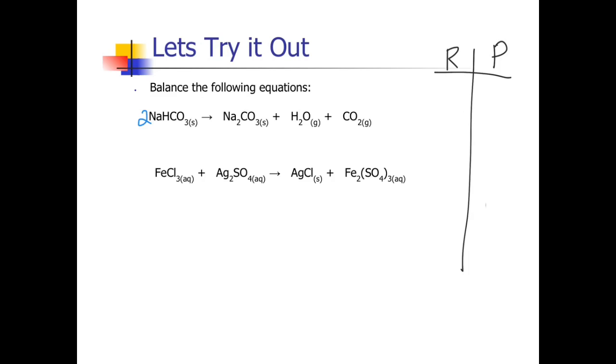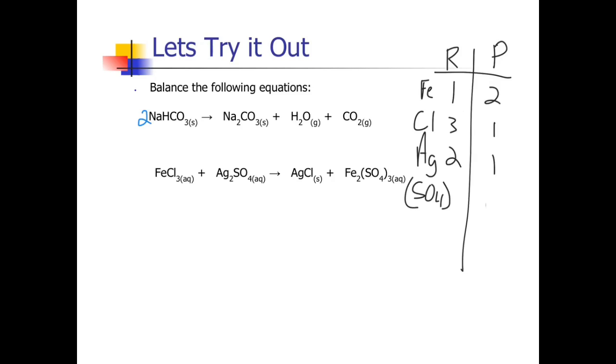So same thing as before, I come through and I start my accounting. Iron, chlorine, silver, and sulfate. Because it's together on both sides, I can make my life easier again. I have 1 iron on the reactant side and 2 on the product. I have 3 chlorine on the reactant side and 1 on the product. I have 2 silver on the reactant side and 1 on the product.